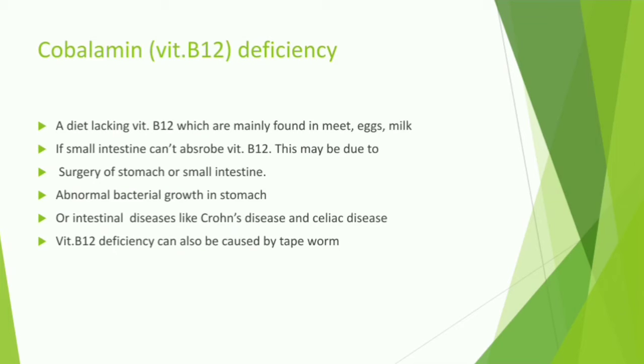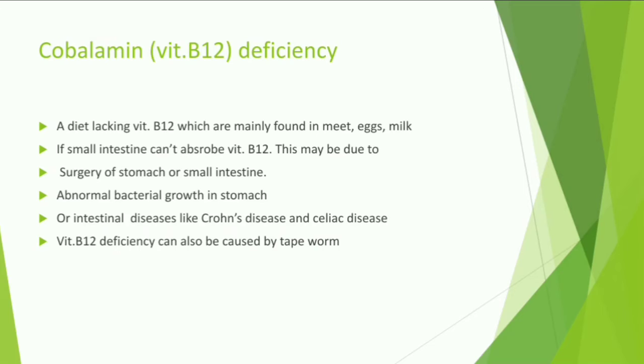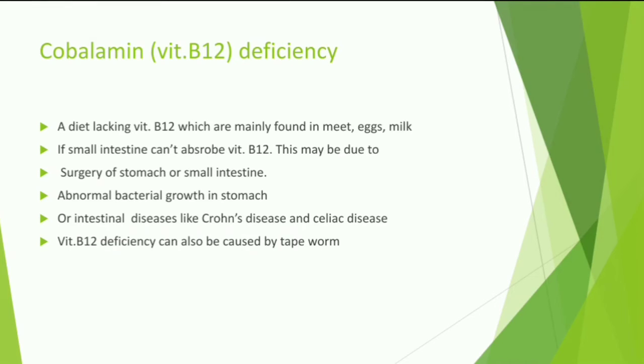Vitamin B12 deficiency, or cobalamin deficiency. A diet lacking vitamin B12, which is mainly found in meat, eggs, and milk. If the small intestine cannot absorb vitamin B12, this may be due to surgery of the stomach or small intestine, abnormal bacterial growth in the stomach, or intestinal disease such as Crohn's disease or celiac disease. Vitamin B12 deficiency can also be caused by tapeworms.